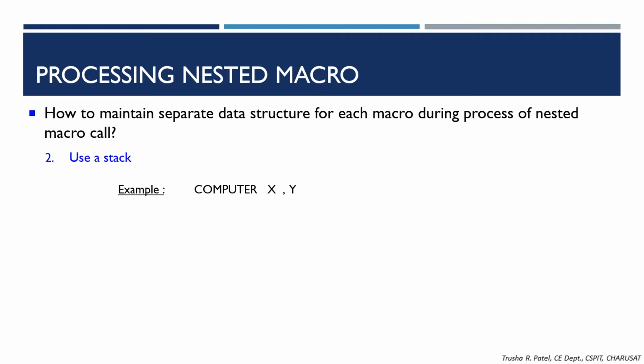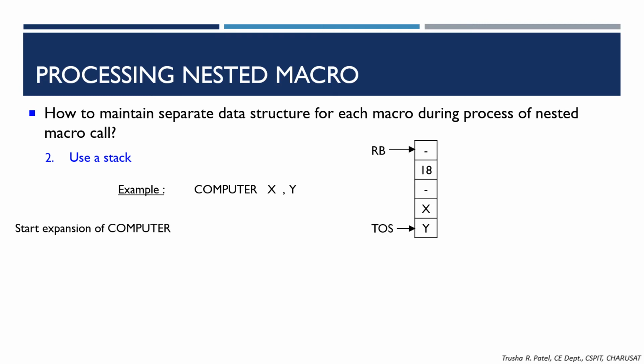Let us have one example. I have one call for the macro, that is COMPUTE X comma Y. Now we'll start with the expansion of this COMPUTE macro. So we'll have some entries inside the stack. RB is pointing to the first position of the expansion time record, and TOS is pointing to the last position in the stack of that expansion record.